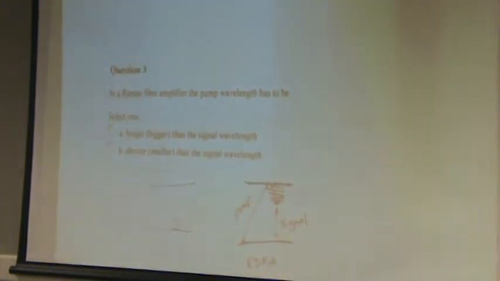In the Raman fiber amplifier, the energy levels look like this. And this is your pump. And then you have a population inversion immediately, but it jumps down to a different color because you've got these vibrational modes. And so here's your signal energy gap. Well, in both cases, the pump jump is bigger. So they're both going to have the same answer.